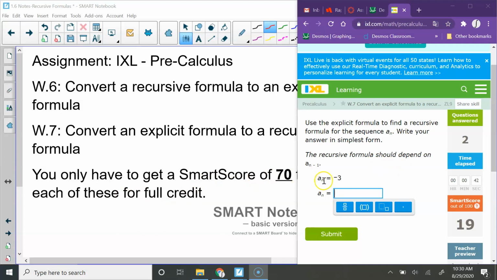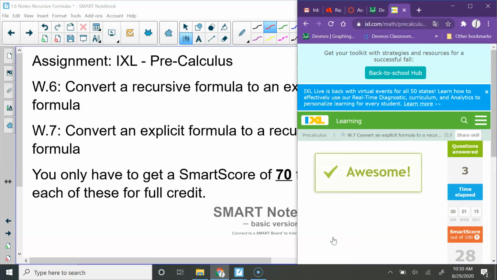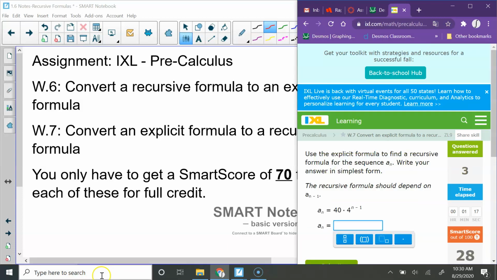get some of these where a sub n equals negative 3, just negative 3. There's nothing else there. That means that you have a constant function. It's just a horizontal line, negative 3, all the time. So if that happens, every single term is negative 3. Negative 3, negative 3, negative 3. So for these, what you're going to type in is just a sub n minus 1. So a sub n is the same as a sub n minus 1. So every term is the same. Every term is negative 3.